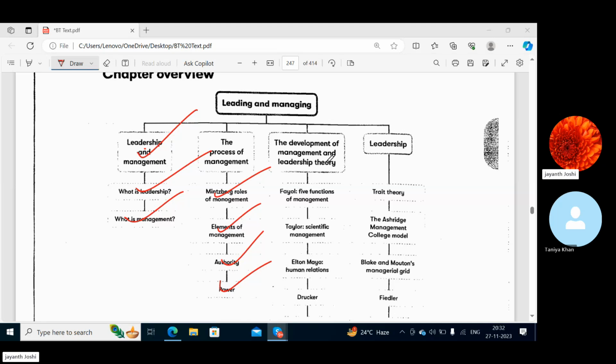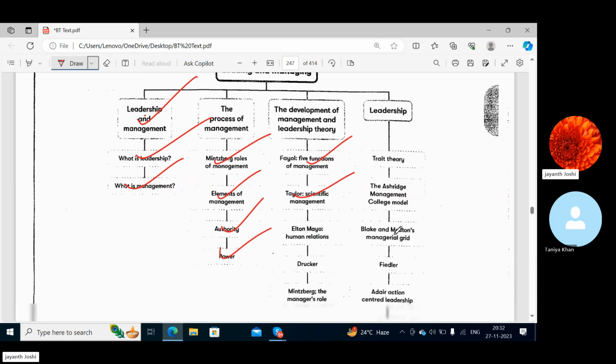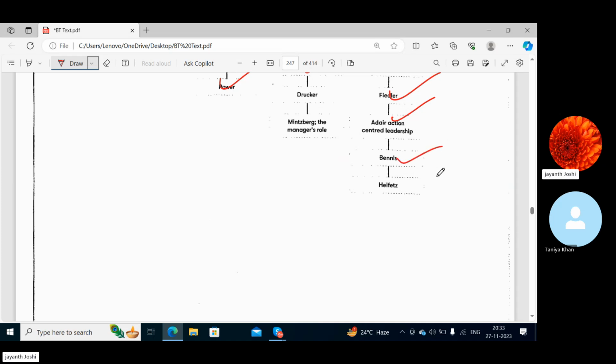Development of management and leadership theory. In that, Fayol's 5 functions of management, Taylor scientific management, Mayo human relations, Drucker, and the Mintzberg manager's role. Then in leadership, we're going to say about trait theory, Ashridge management college model, Blake and Mouton's managerial grid, Fiedler, and Adair action centered leadership. Very big chapter. Then Bennis's theory, Heifetz's theory. All theories you're going to learn.